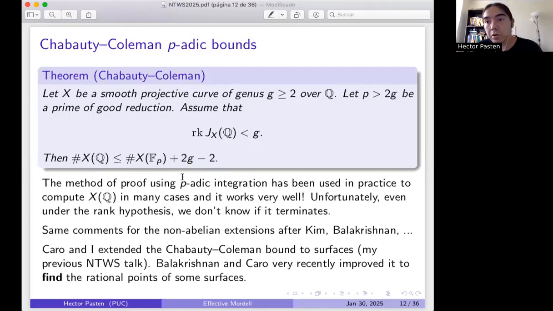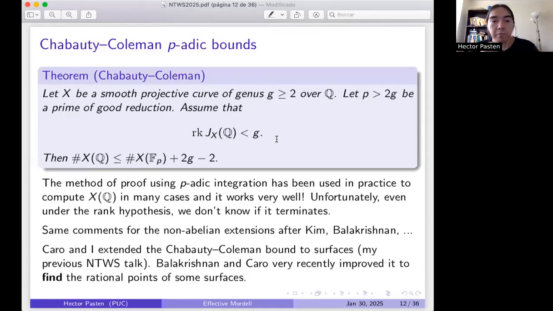And the bound is so good that in some cases you can match it by finding rational points, and then you know that you got all of them. However, that's not the way to use this theorem. You go into the proof, it goes by p-adic integration, and you use that kind of argument to find the rational points. And in practice, it works quite well whenever this rank assumption is satisfied. I'm not claiming that it works in every single case, but it works very well. And you can deal with many curves in this way.